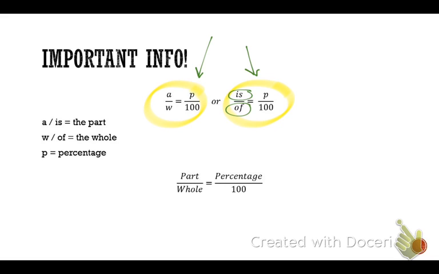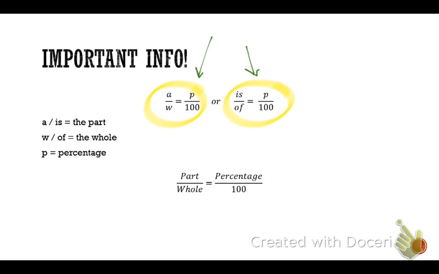So it helps me remember where my is value goes and where my of value goes. You'll see that in a minute. But my variables are A over W. So what does this all mean? Okay, well think about a fraction. The numerator stands for the part. The denominator stands for the whole, right? We have that basic knowledge, okay? So A over W equals P over 100. This is my starting point, okay?